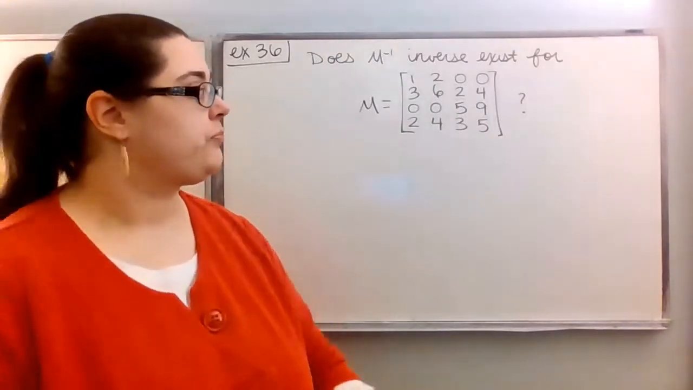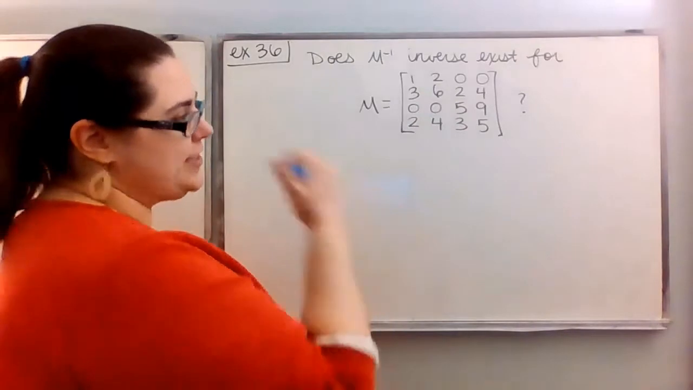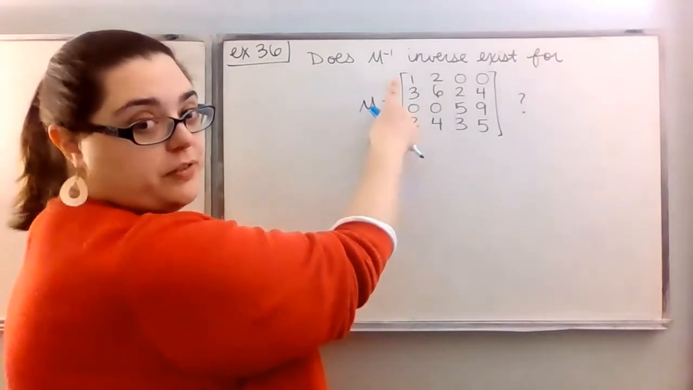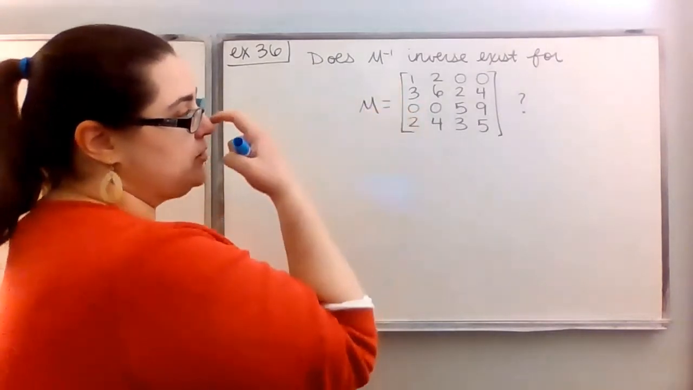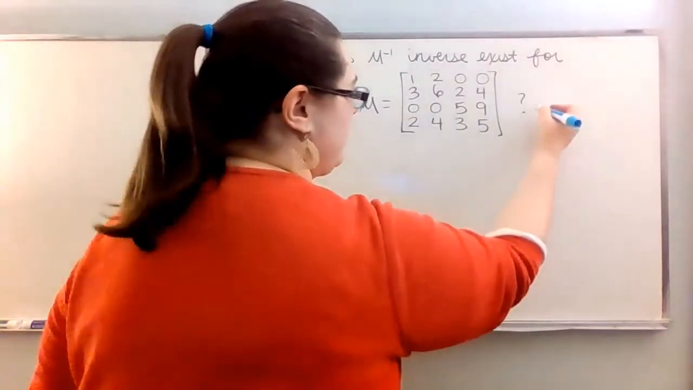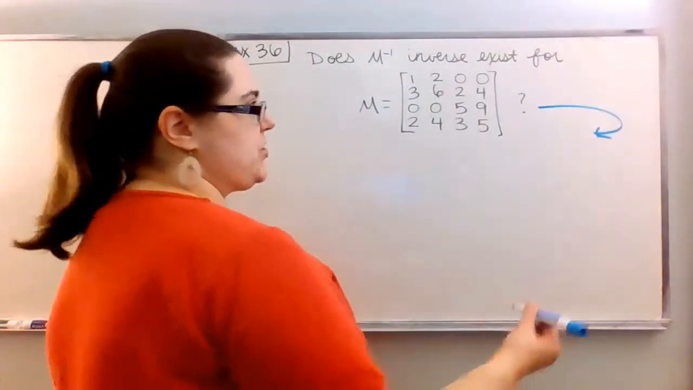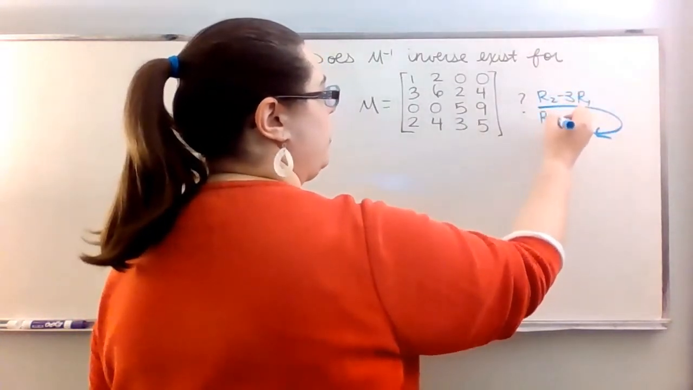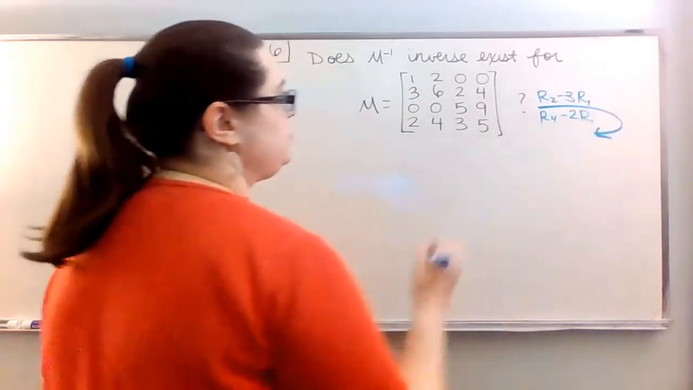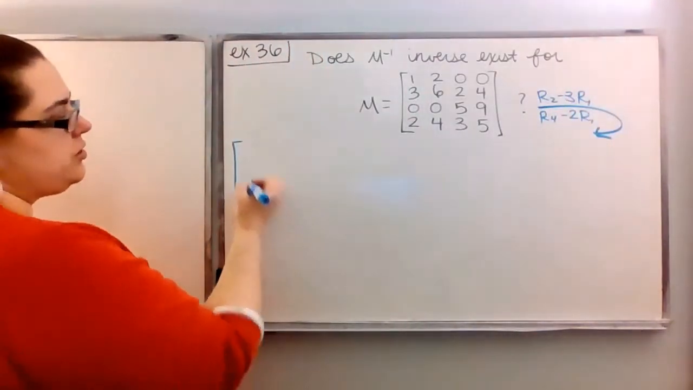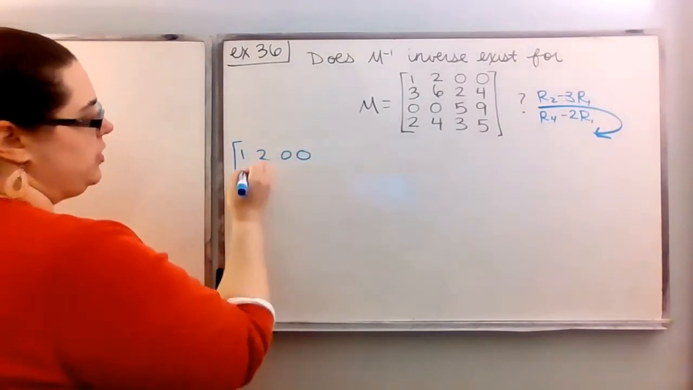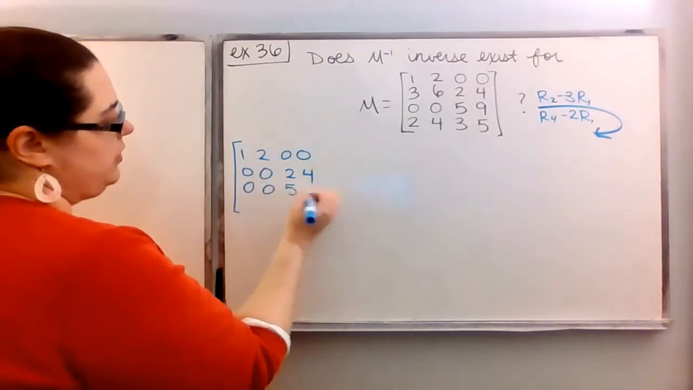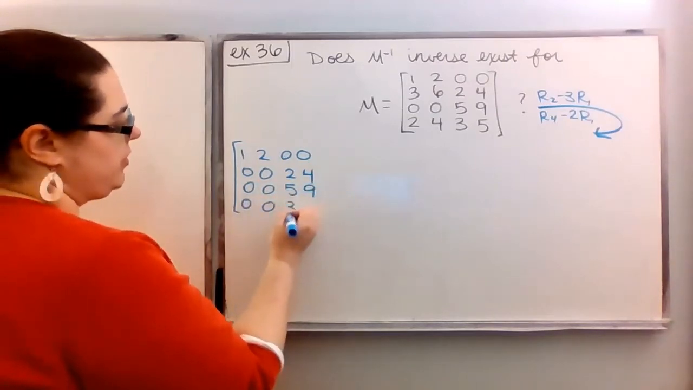if it looks like we're going to end up with a row of zeros. So to start out with, I'm going to take the second and the fourth rows and subtract an appropriate multiple of the first row. And I'm going to see where that brings me. I'm going to do this in one step just to save on some time. So I'm going to do row 2 minus 3 row 1 and row 4 minus 2 row 1. So this will give me 1, 2, 0, 0, 0, 0, 2, 4, 0, 0, 5, 9, and 0, 0, 3, 5.